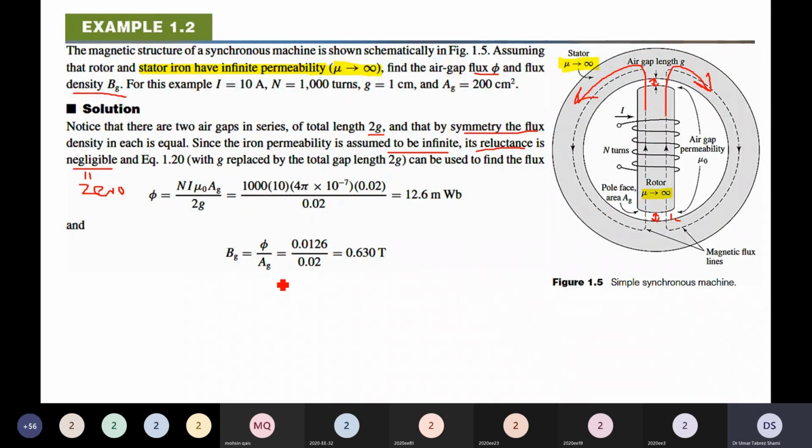And in this example, we are also ignoring the fringing effect. The fringing effect will be there, but since the area of the air gap is given, we will use this area to find the flux density.